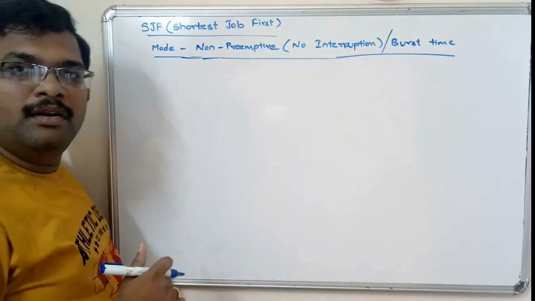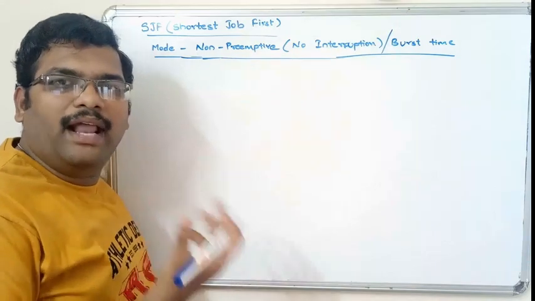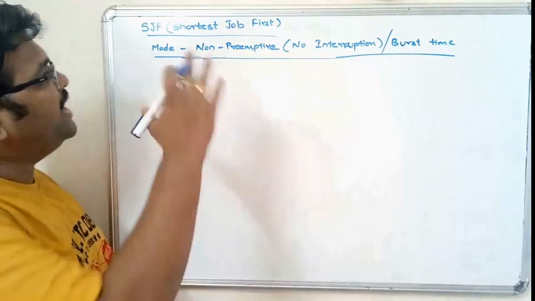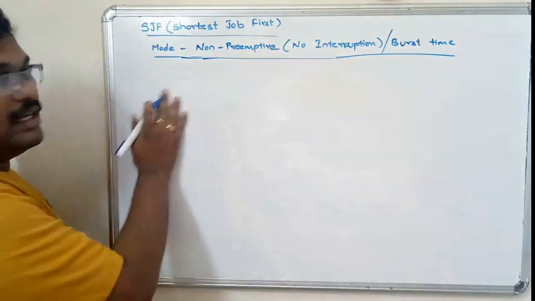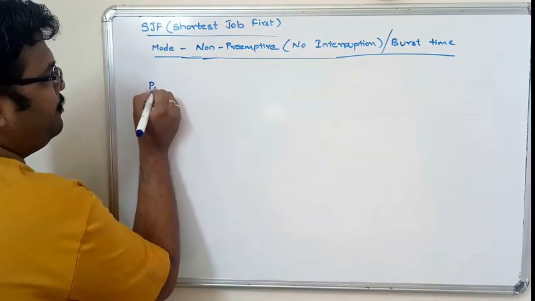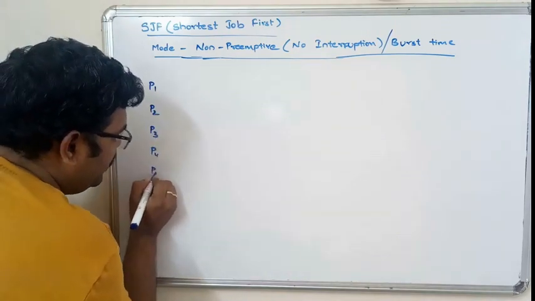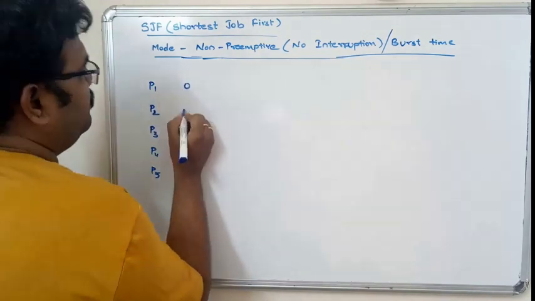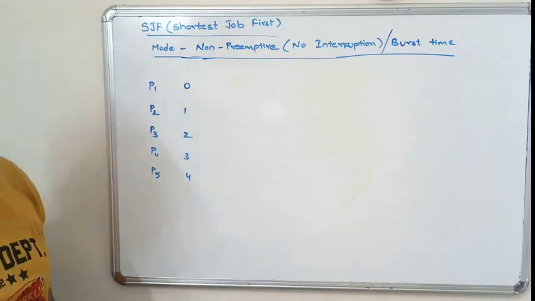Now let us see an example. Here also the frequently asked question is to calculate the average turnaround time and average waiting time using SJF with non-preemption mode. Now let us take the processes. Here I have taken a total of 5 processes. The arrival times are 0, 1, 2, 3, 4.